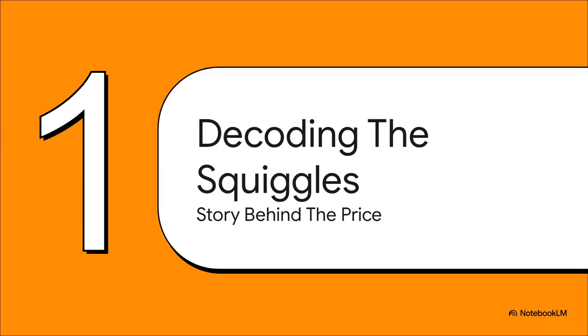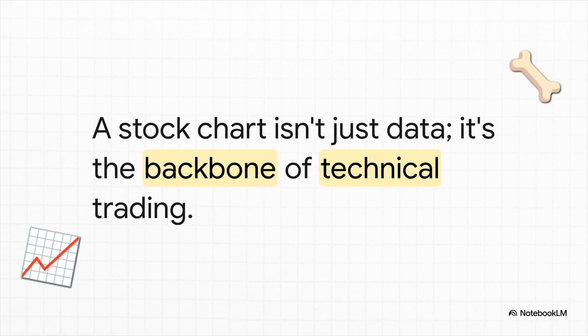Section 1. Decoding the squiggles. So what's really going on behind that line? Well, every single movement, every little tick up or down is basically a tug of war. It's a battle between the buyers, who are trying to push the price higher, and the sellers, who are trying to cash in. And that little tug of war is the absolute backbone of something called technical trading.